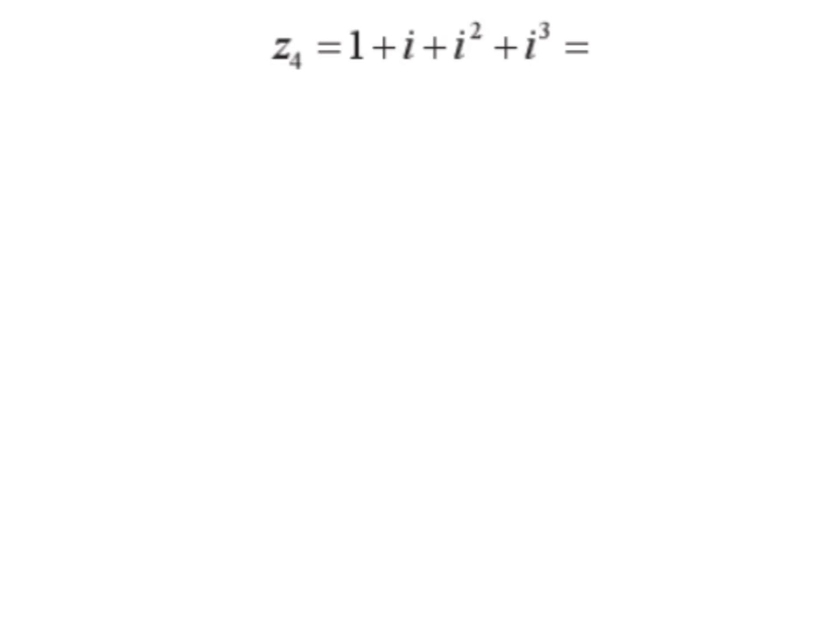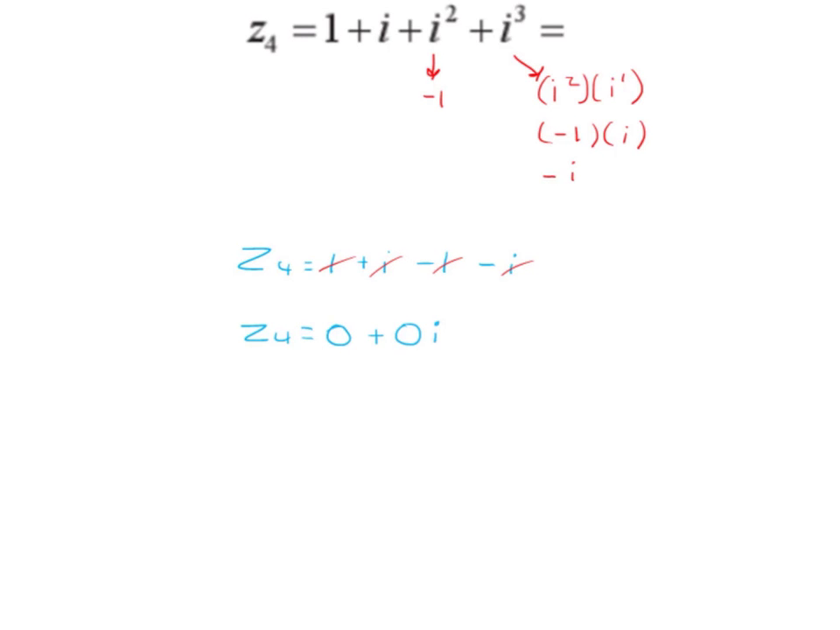So Z4 is equal to 1 plus i squared plus i cubed. Okay, so 1 can stay as it is and i can stay as it is for the moment. i squared we know is equal to minus 1. That's the definition of complex numbers. So i squared we just swap for a minus 1.